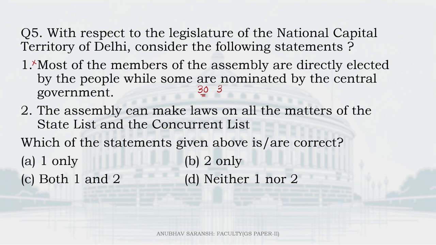Why? Because as far as the NCT of Delhi's assembly is concerned, they are allowed to make laws on concurrent list subjects, of course subject to the restrictions imposed by the Centre. But insofar as the state list topics are concerned, they can make laws on all state list topics except entry 1, entry 2, entry 18. That is what? That is public order, police, as well as land. So these three topics are the ones wherein the Assembly of Delhi cannot make laws, making statement 2 also incorrect.